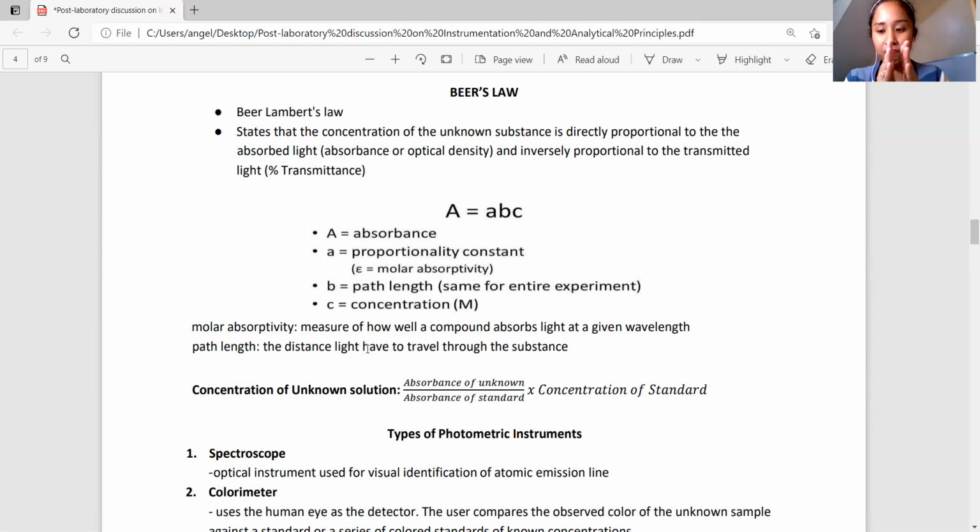Okay, next is path length. The distance light has to travel through a substance. So, class, the width of your cuvette, kung saan nyo nilagay yung cuvette nyo, that's your path length. Syempre, pag longer width yung cuvette nyo, ibig sabihin, mas mahaba yung path length. Tama? So, pag mas manipis yung cuvette mo, mas maikli yung path length. Siyempre, pag mas mahaba yung path length, mas maraming analytes, tends to have more analyte. Pag mas konti yung path length, depende. So, it could affect the concentration.